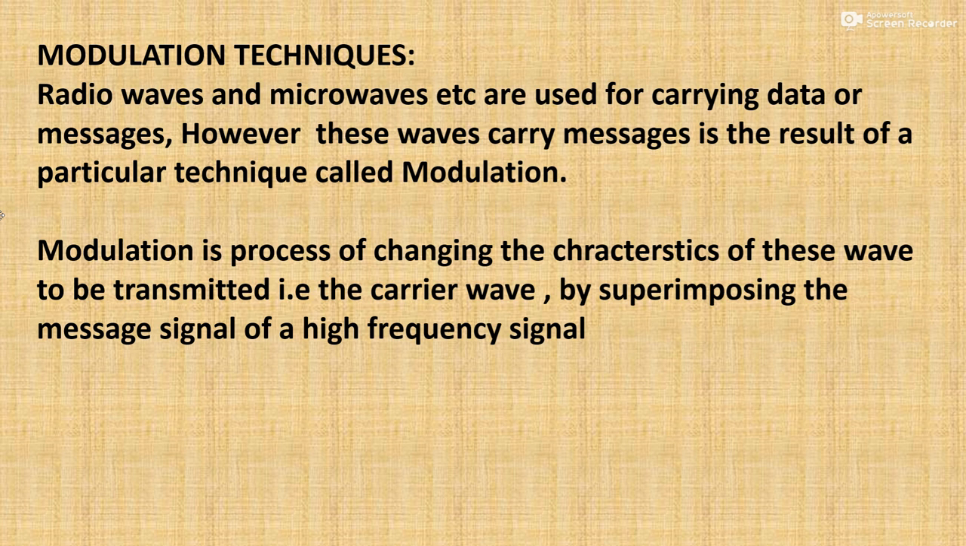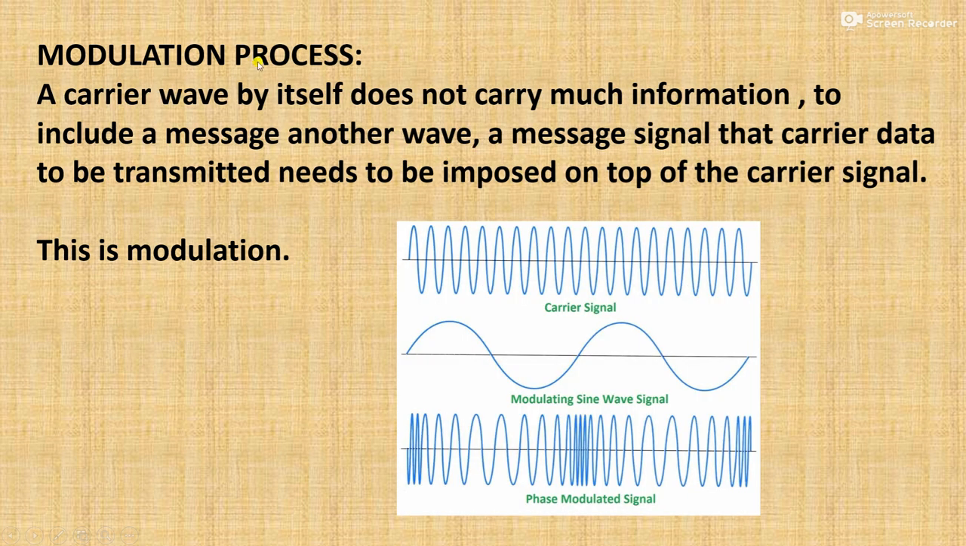So this is called the carrier wave, by superimposing the message signal on a high frequency signal. अब कैसे superimpose होती है, कैसे carrier wave है, जो एक wave जा रही है उसके अंदर हम data वाली wave को superimpose कराते हैं. So what is this all about? Let's see. So a carrier wave by itself does not carry much information. So carrier wave है, this is only this you can see. Okay, and this sine wave, a message signal. This you can see, this is a message signal that carries the data.